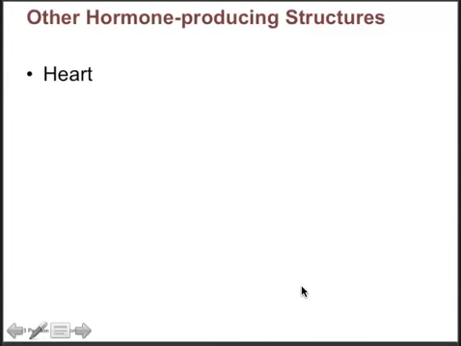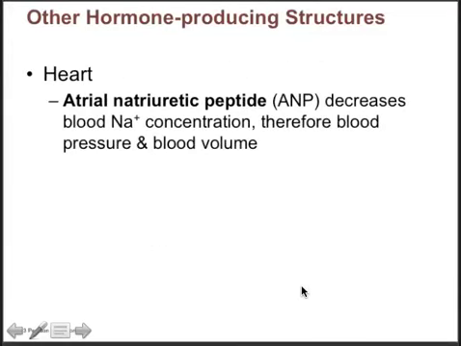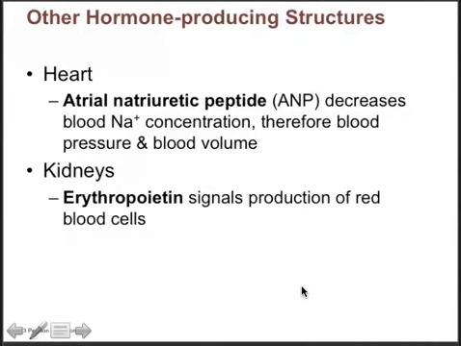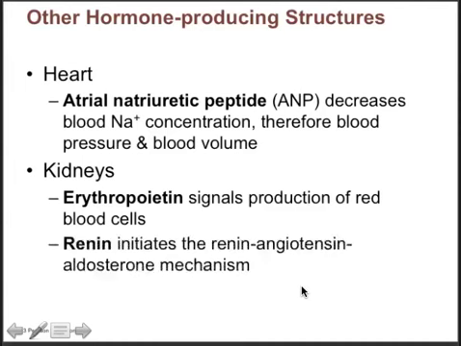The heart produces atrial natriuretic peptide, which decreases blood sodium concentration and as a result decreases blood pressure and volume, while the kidneys produce erythropoietin, which promotes the production of red blood cells and increases the hematocrit, while renin initiates the renin-angiotensin-aldosterone mechanism. Remember that renin is a potent vasoconstrictor and promoter of thirst, and it tends to increase blood volume and blood pressure. As a result, it is a very important homeostatic control on the function of the cardiovascular system.